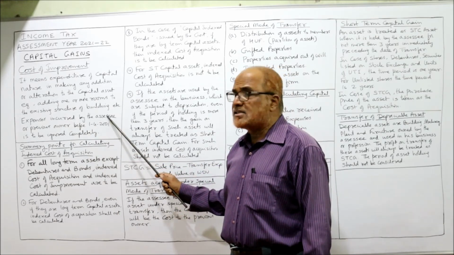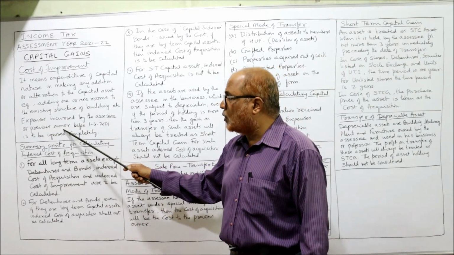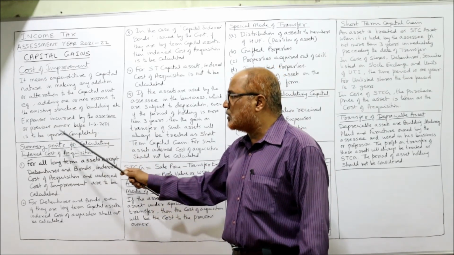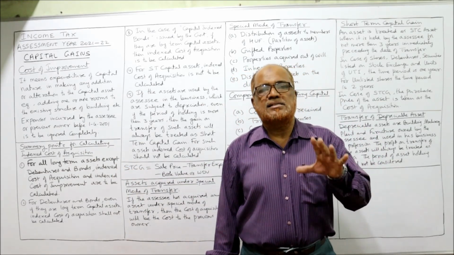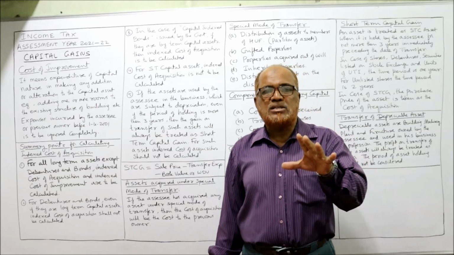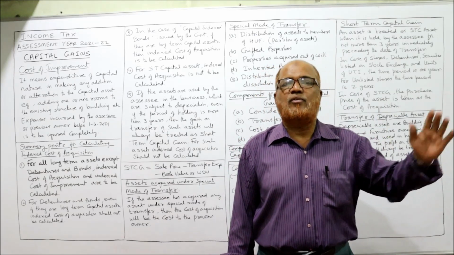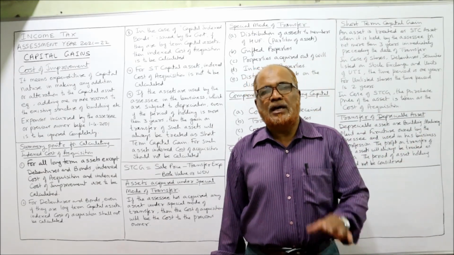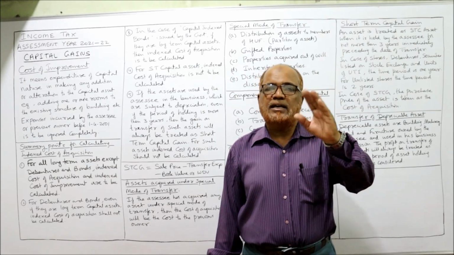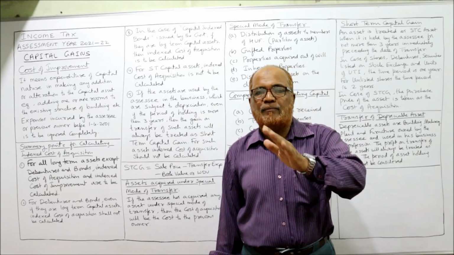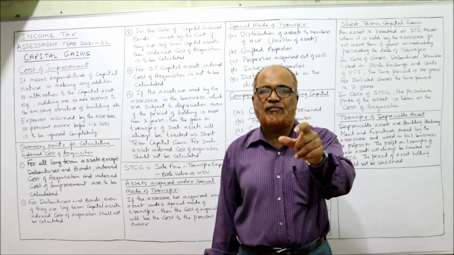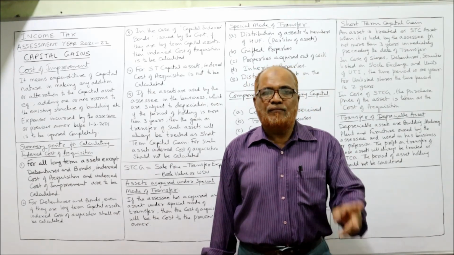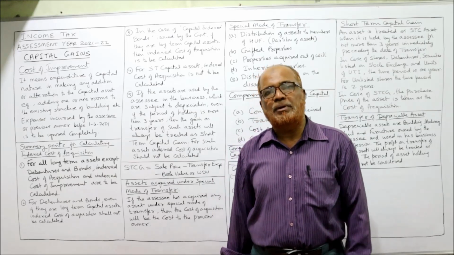Expenses incurred by the assessee or previous owner before 1/4/2001 are to be ignored completely, because the Income Tax Act says an assessee who purchases the asset before 1/4/2001, in that case, has to take either the actual cost or FMV, fair market value on 1/4/2001, whichever is higher. That will be taken.